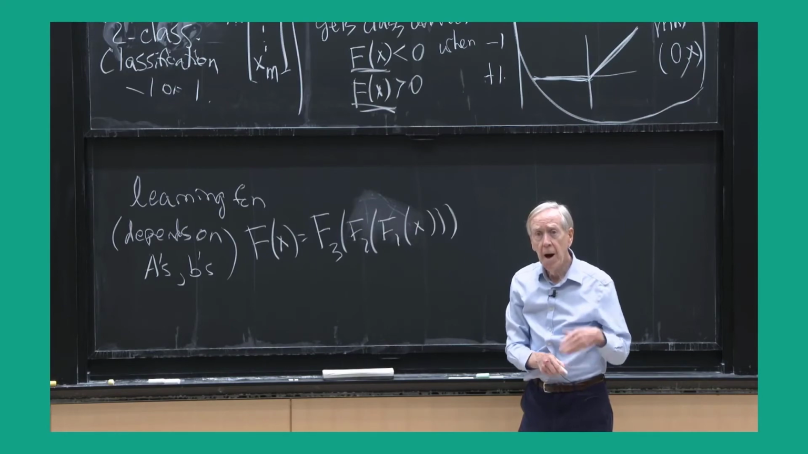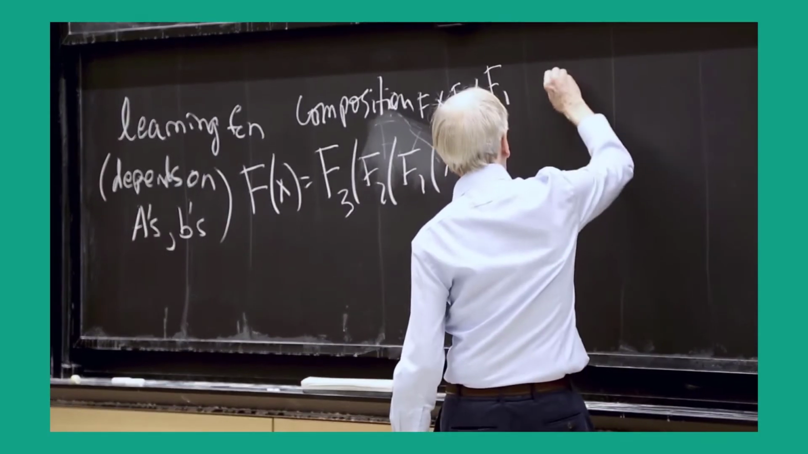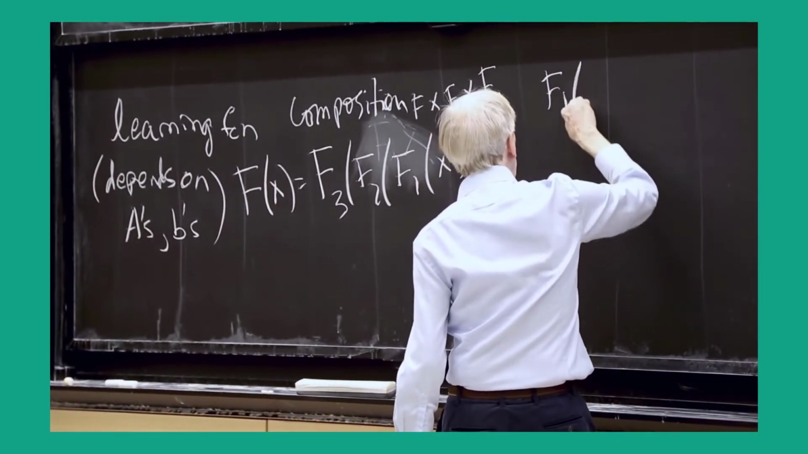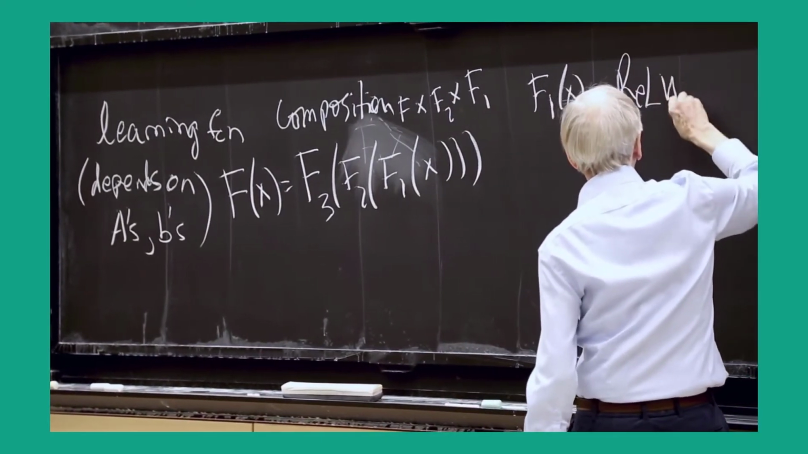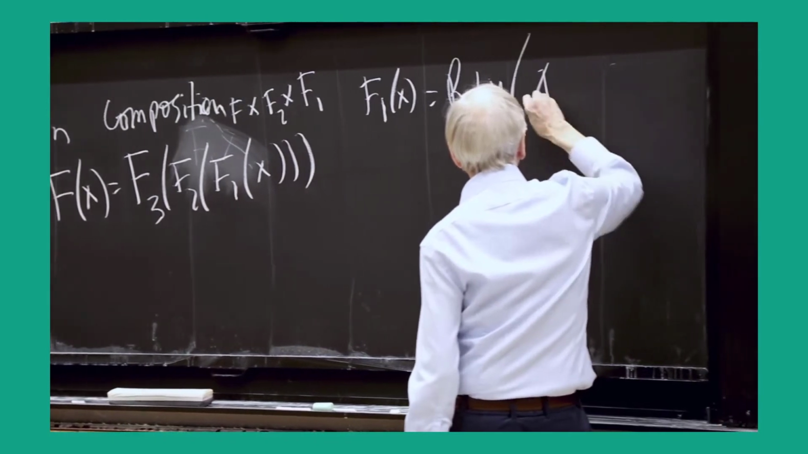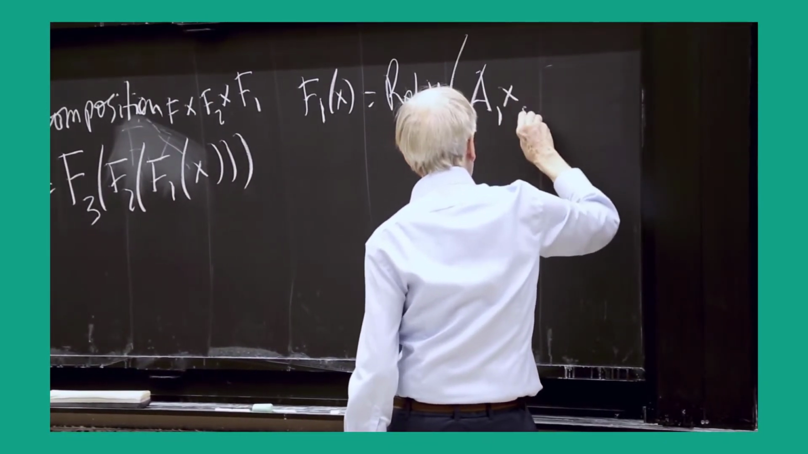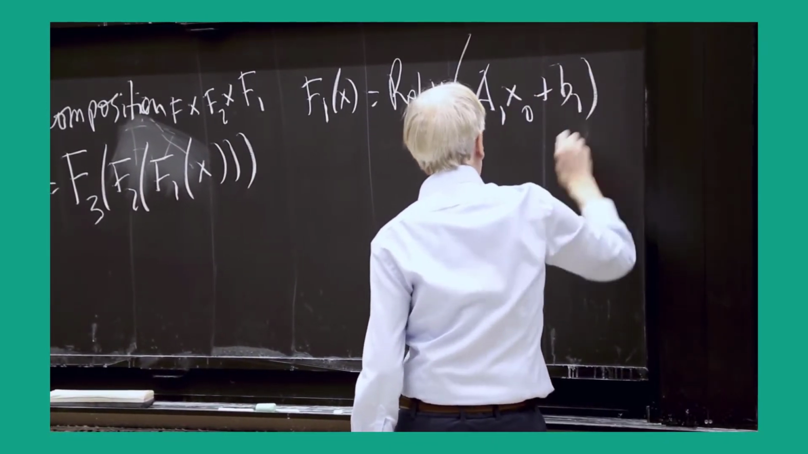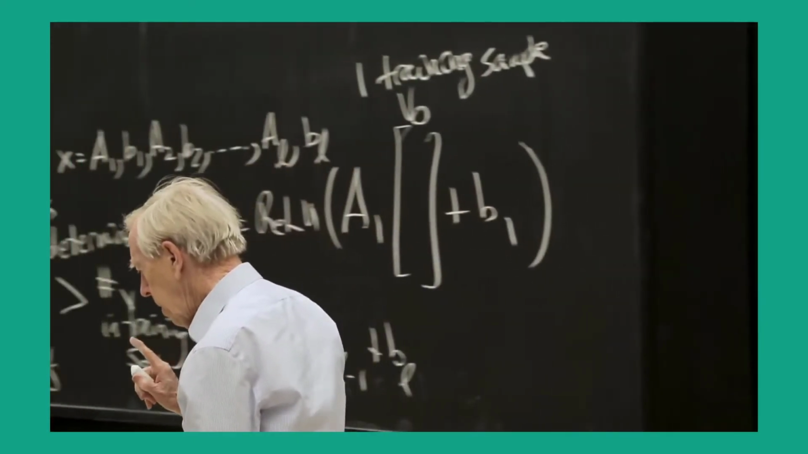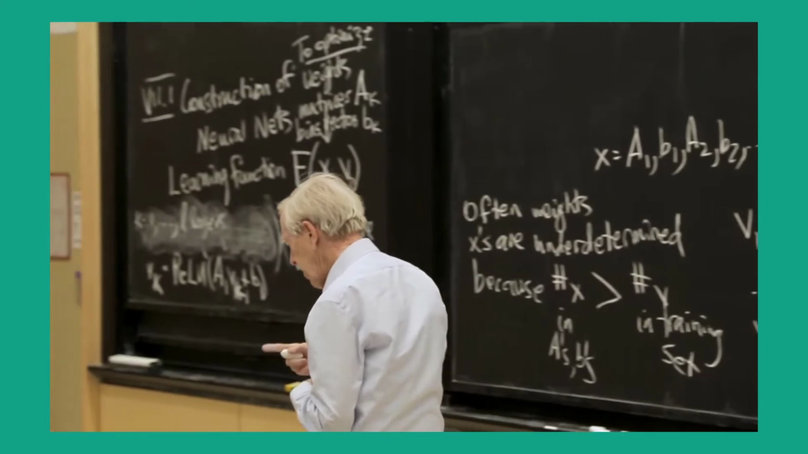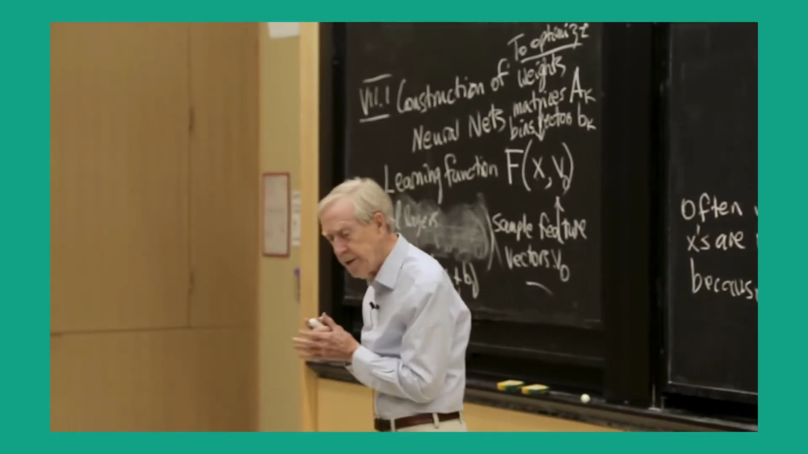That's called composition. f1 of a vector would include the ReLU part, the nonlinear part, of A1 x0 plus B1. Now I haven't yet put into the picture the loss function. So that's the function that you want to minimize.